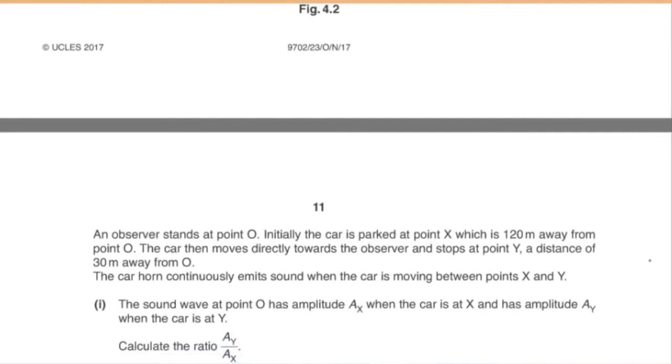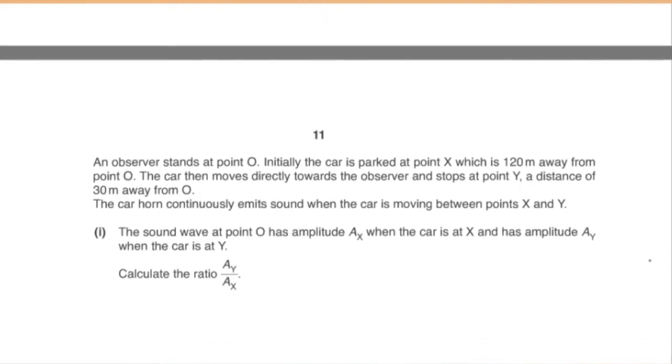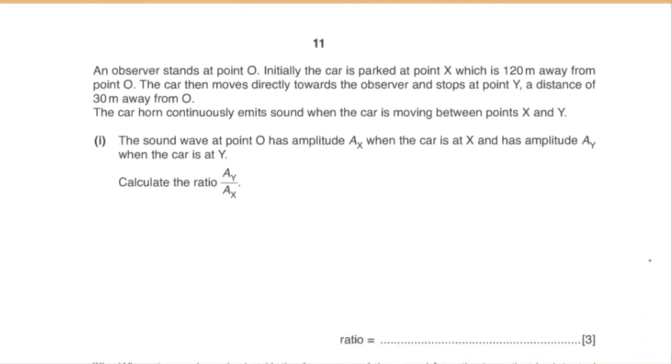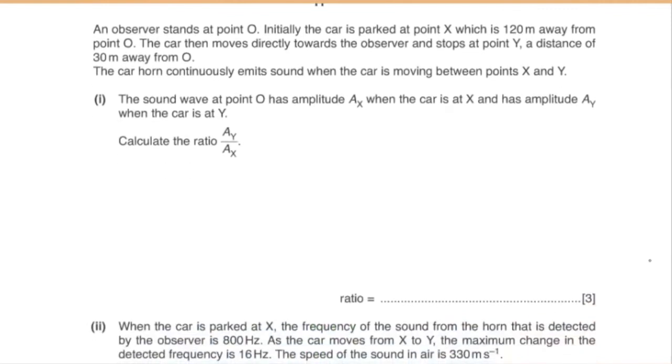Part 1, the sound wave at point O has amplitude AX when the car is at X and has amplitude AY when the car is at Y. Calculate the ratio amplitude at point Y and amplitude at point X. So intensity is directly proportional to amplitude squared. So we can also say that amplitude is directly proportional to the root of intensity. We first need to find the intensity of the car horn at point X and that at point Y.